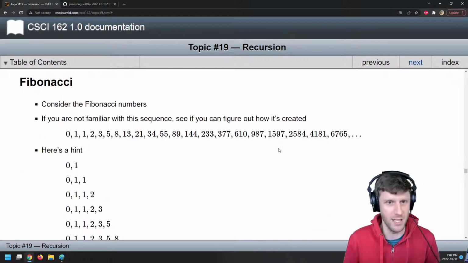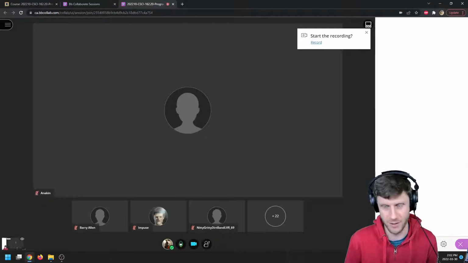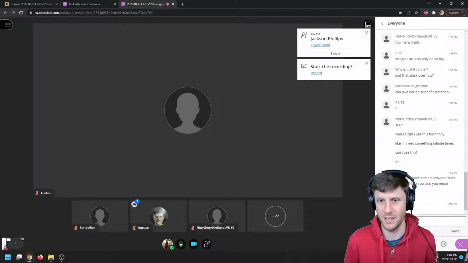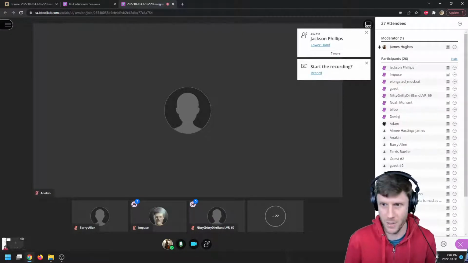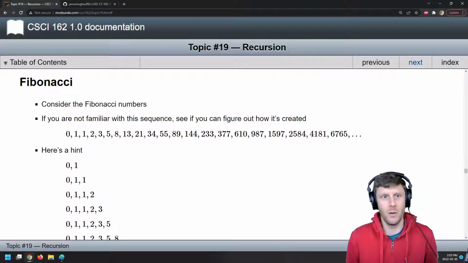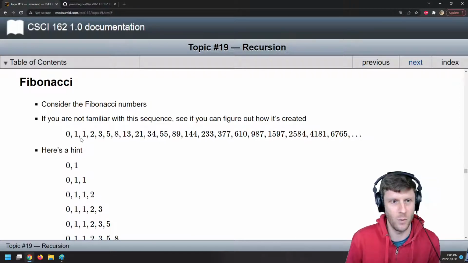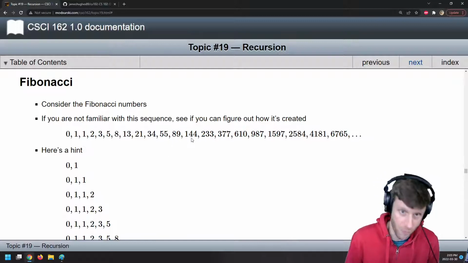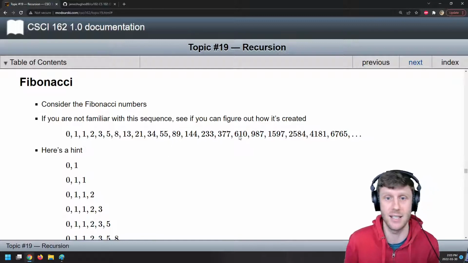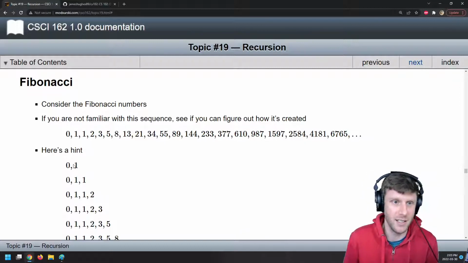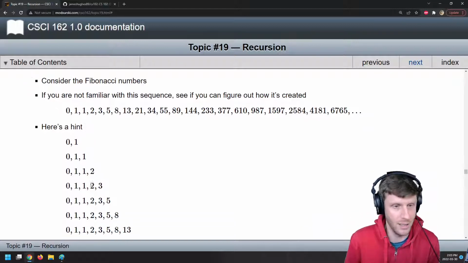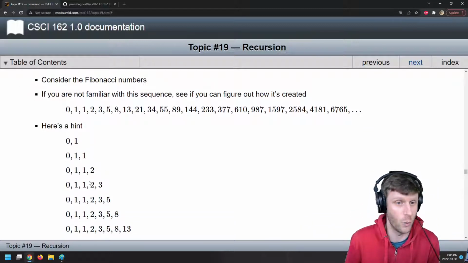But Fibonacci, raise your hand if you've ever heard of Fibonacci numbers. It's a very interesting series. Okay, a bunch of people, cool. So Fibonacci numbers, if you're not familiar with the sequence, see if you can figure out how it's created. 0, 1, 1, 2, 3, 5, 8, 13, 21, 34, 55, 89, 144, 233, 377, 610, 987, 1597, and so on. I'll give you a hint: 0, 1, 1, 2, 3.